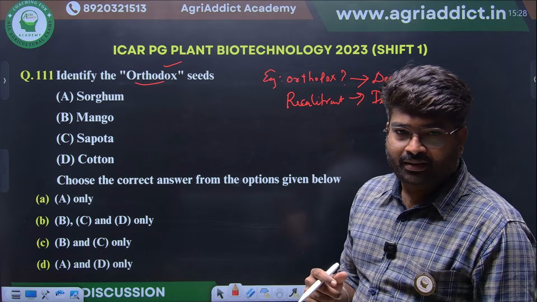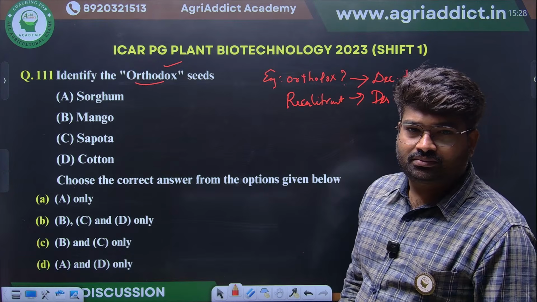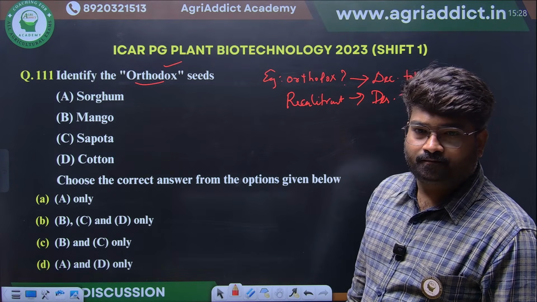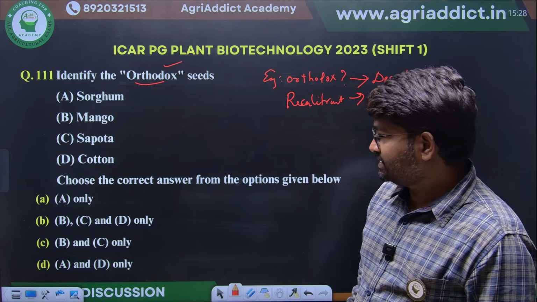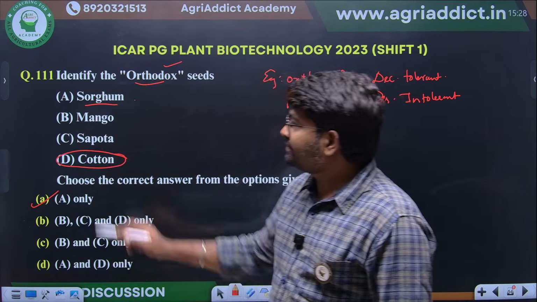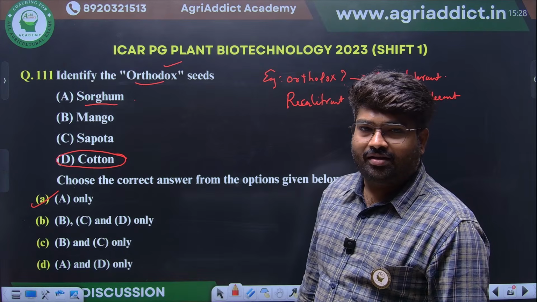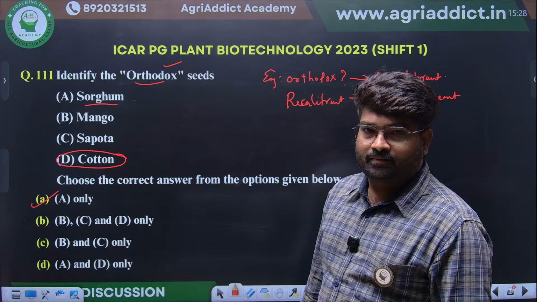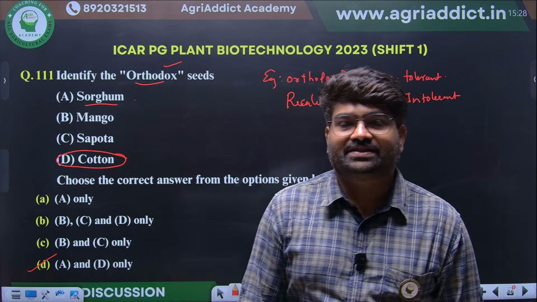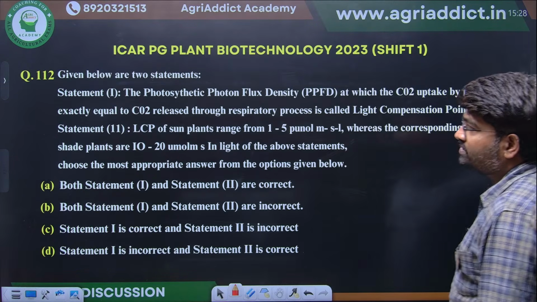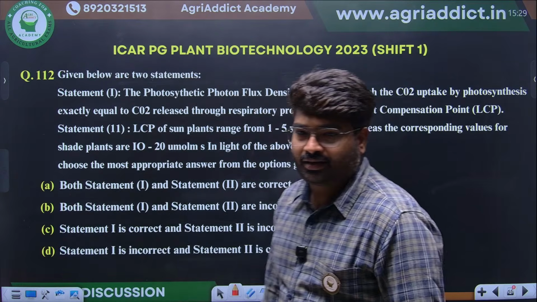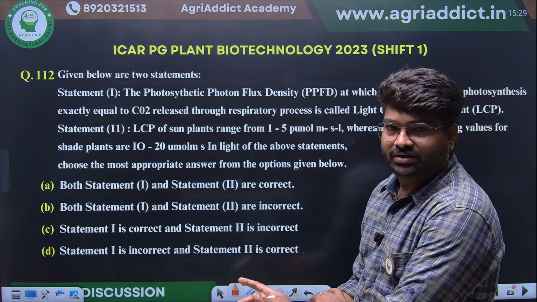So what will be the right option? They are asking about orthodox seeds. Identify the orthodox seeds. What will be the example? Sorghum and cotton, or mango? Yes, very good. Sorghum is the typical example. What about cotton? Cotton is also an example of orthodox seeds. Okay, both A and D. Read the question properly. Yes, cotton also will come as an agricultural orthodox seed. So the last option, A and D, is the correct answer.